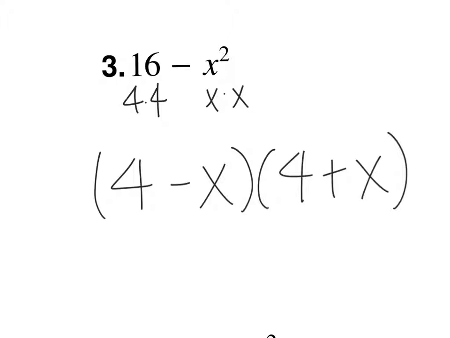I want you to notice that this time my number came first. The 4 was first, and the reason the 4 was first was because the 4 times 4 gave us our 16, and that was what came first in our problem. So for the second half of it, which was our x and our x, that's why x went second in the parentheses.